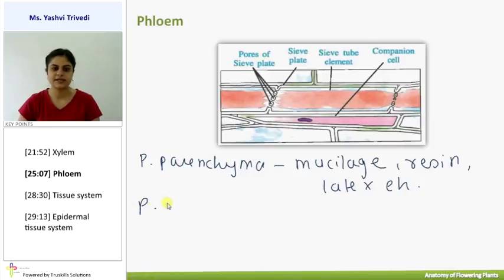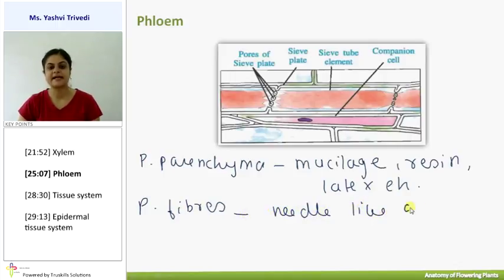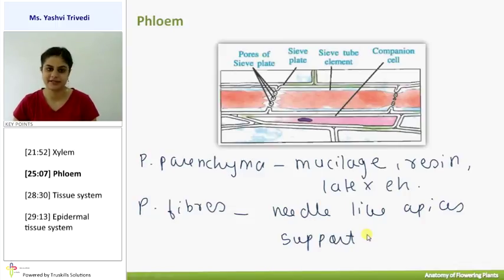And the last one is phloem fibers. Again, they are thick-walled, have needle-like apices. That is, they are pointed at both ends, and over here also they are used for mechanical support. So this is all about complex permanent tissue. So with this, tissue and the types of tissues are over.